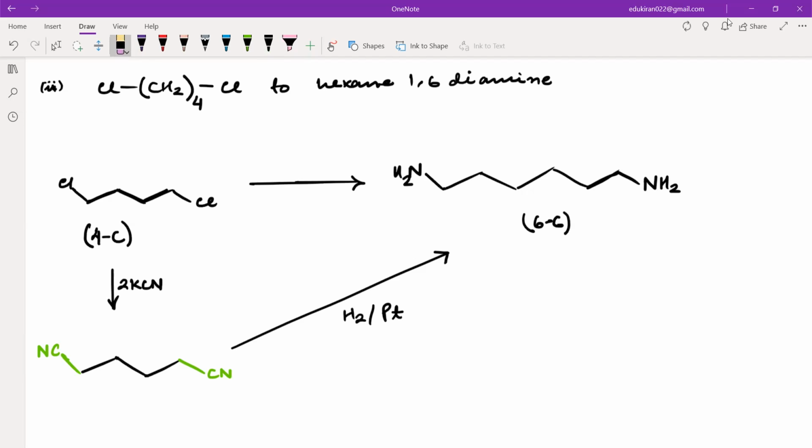Or you can use anything else. You can also use nickel, platinum, palladium. Then you use catalytic reduction, and you will be getting NH2 in place of CN. Let me know if you have noted this down.